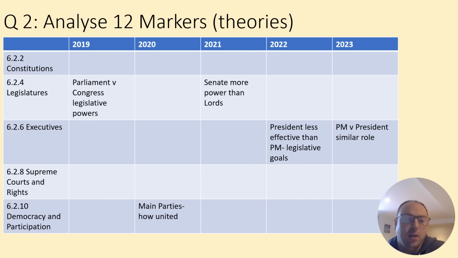So in 2019 we had Parliament versus Congress on the legislative powers. In 2020 we had how united the main parties are. In 2021 we had a bit about whether the Senate has more power than the House of Lords. Yes, it does. I don't think that would get you full marks, by the way. Then the President is less effective than the Prime Minister in achieving legislative goals. Well, yes, they absolutely are, and there's lots of stuff you can go into in terms of control over the legislature and all kinds of stuff like that.